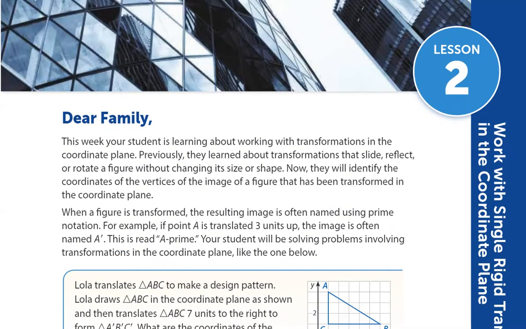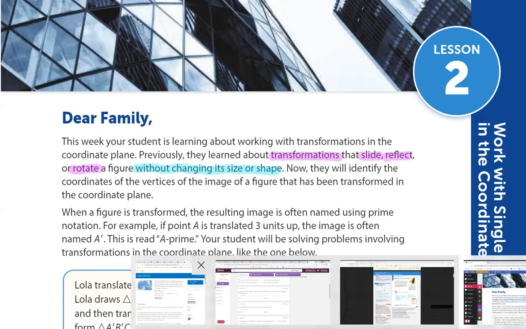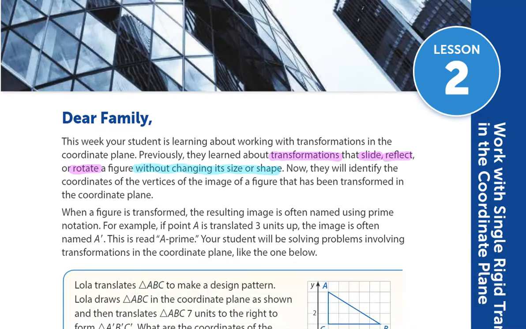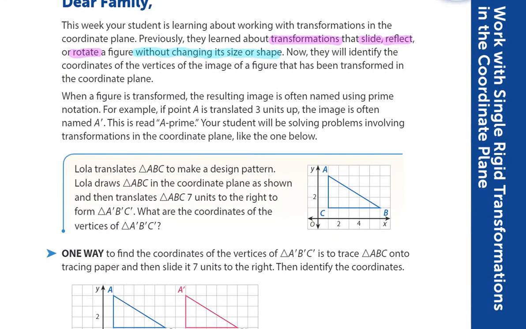I want to go over just quickly here what we went over last week because it lists it for you right here. So last week we learned about transformations that do 3 things: slide, reflect, or rotate, but they do not change the size or the shape, and that's why we call them rigid transformations, because the transformation does not change the size or the shape. The shape stays the same.